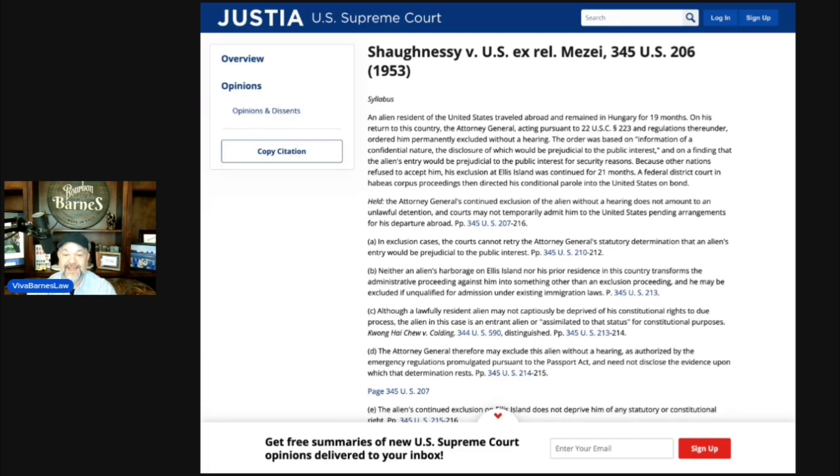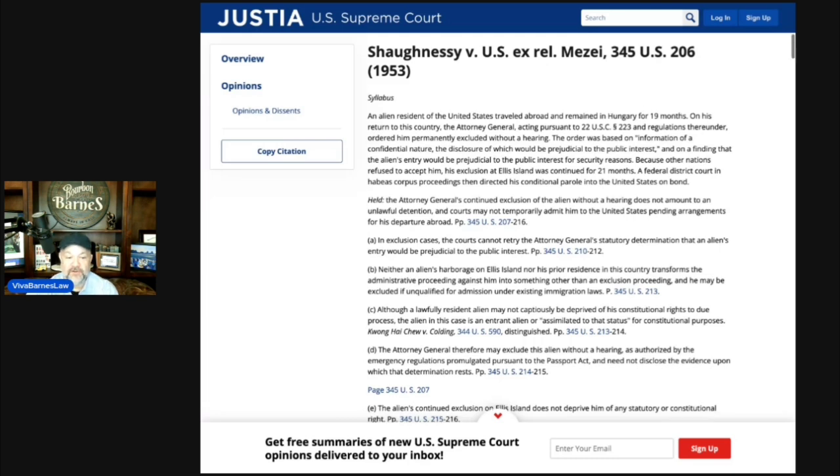He ultimately filed a habeas corpus proceeding. A federal district court directed his conditional parole into the United States on bond. The case went up to the Supreme Court of the United States. What did the Supreme Court hold? The Attorney General's continued exclusion of the alien without any hearing does not amount to an unlawful detention, and courts may not temporarily admit him to the United States pending arrangement for his departure abroad.